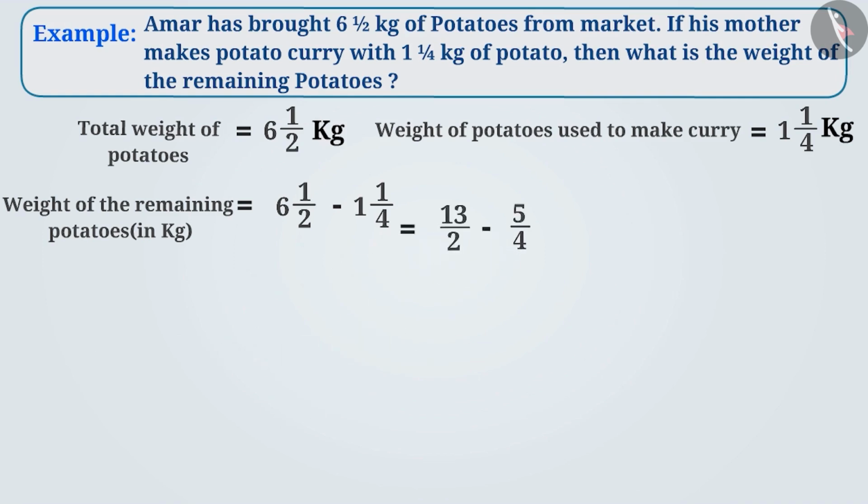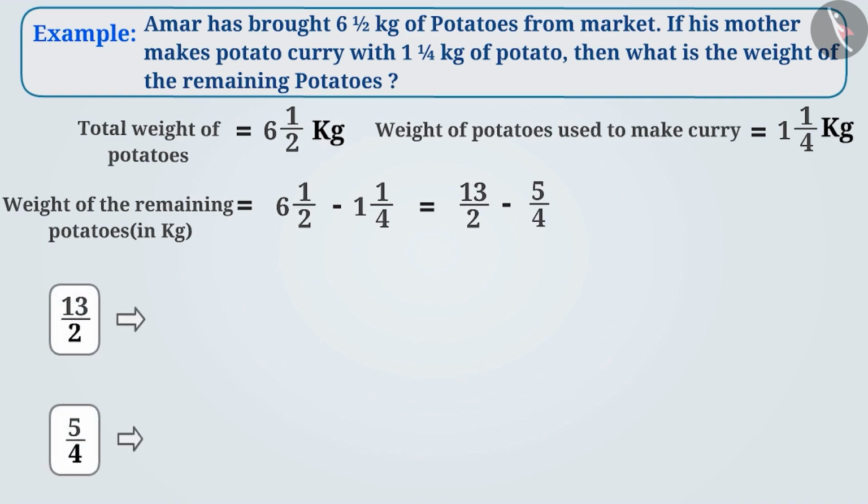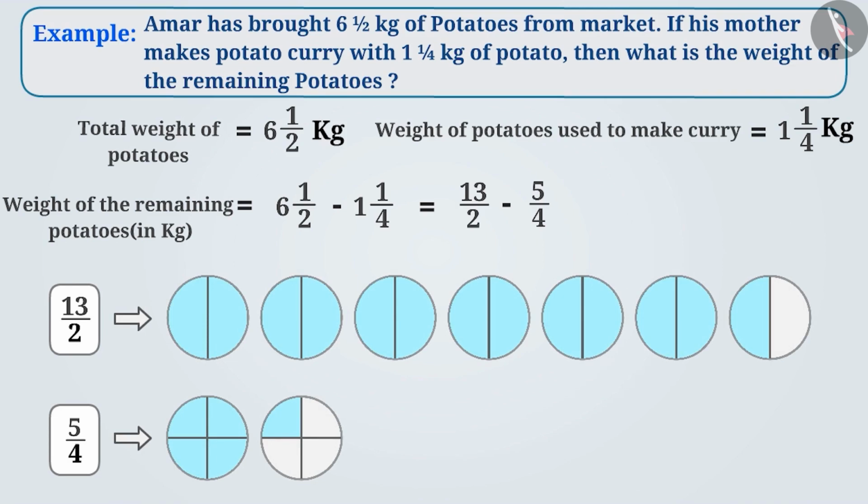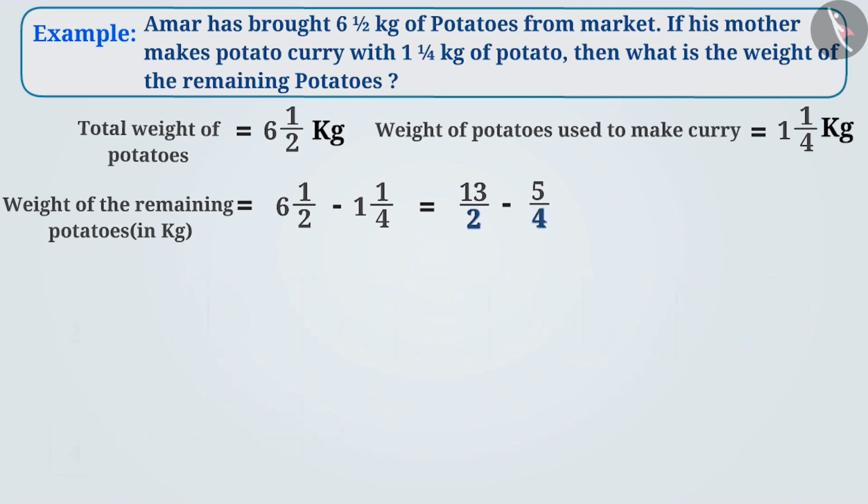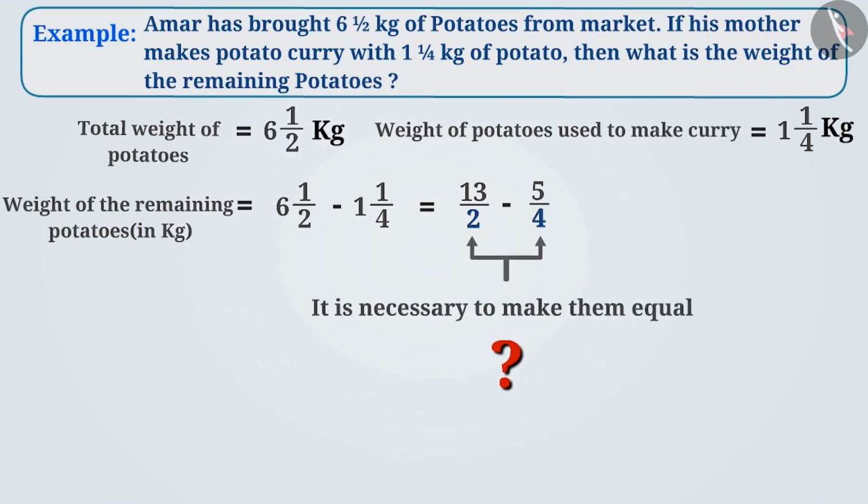The weight of potatoes remaining can be found by obtaining the difference between 13 by 2 and 5 by 4. Here, the denominators are not equal. That means the size of the parts are not equal. In order to do subtraction, we need to make them equal. Can you tell me how to make the denominators equal? Think for a while.